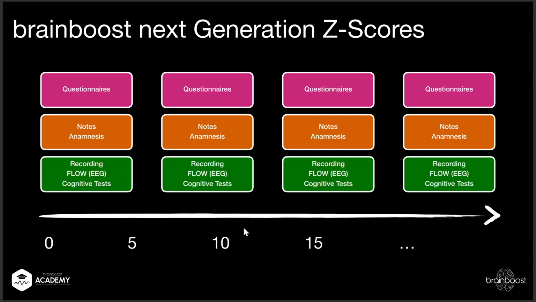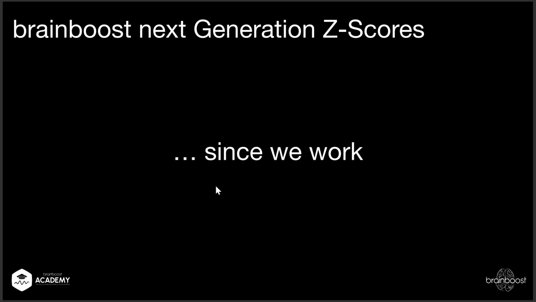And here they continuously grow the z-scores. I will come to that part. And as I said, since we have been recording these EEGs, also questionnaires, etc., it continuously grows. So it depends. Some weeks we have 3 more EEGs added to our z-score database. Sometimes it's more.